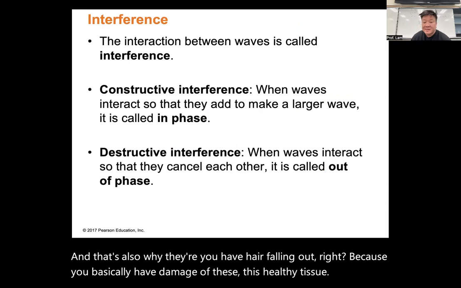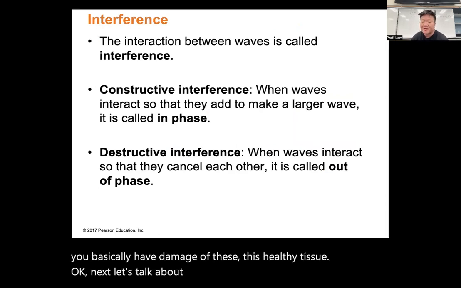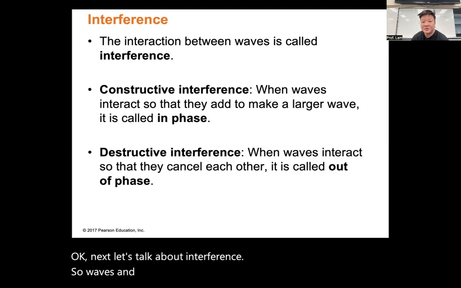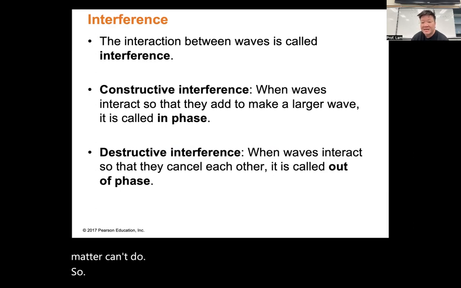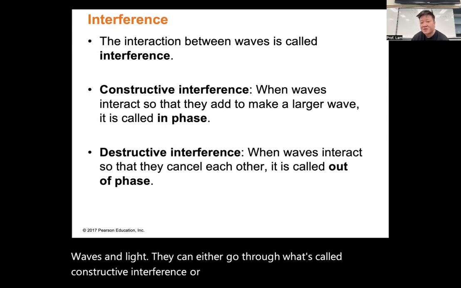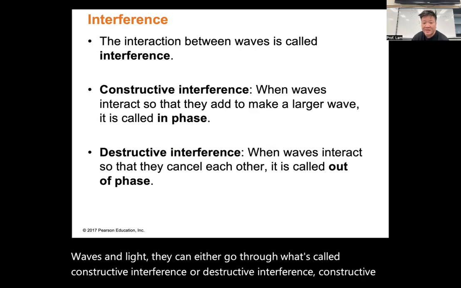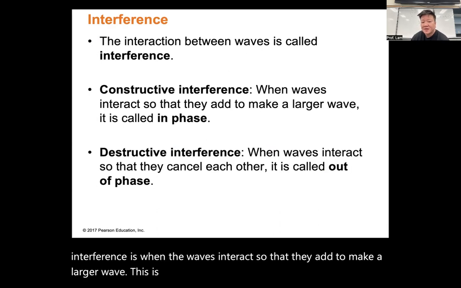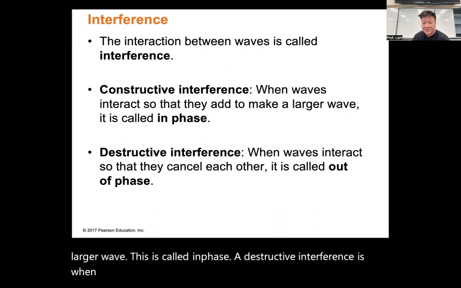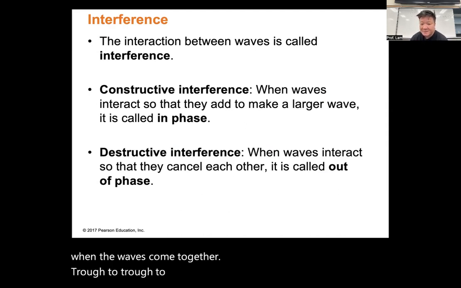Okay. Next, let's talk about interference. So waves and light, they can do what's called interference that matter can't do. Waves and light can either go through what's called constructive interference or destructive interference. Constructive interference is when the waves interact so that they add to make a larger wave. This is called in phase. A destructive interference is when the waves come together, trough to crest, and they cancel each other out. So it is called out of phase.